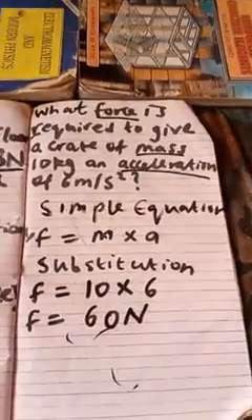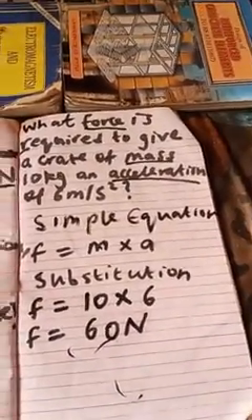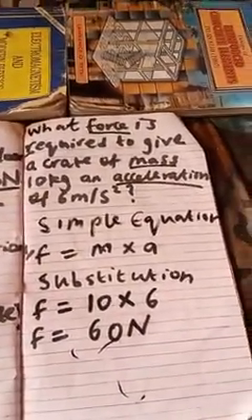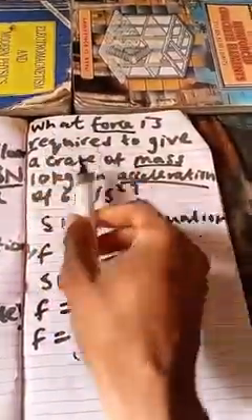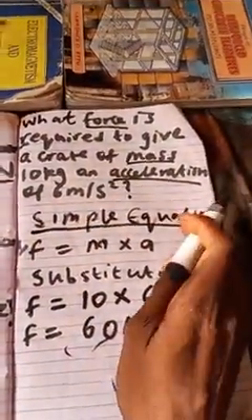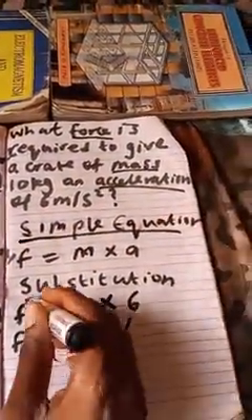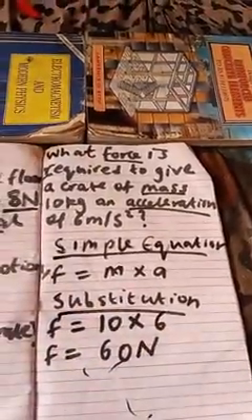So can you seriously see that the 3 basic things I used here were what? Word problem: read the question and understand it thoroughly. First of all, the next one was simple equations. The next one was substitution. So if you are starting your journey in physics, do not joke with these 3 things.